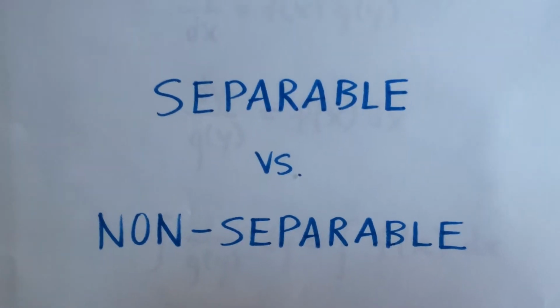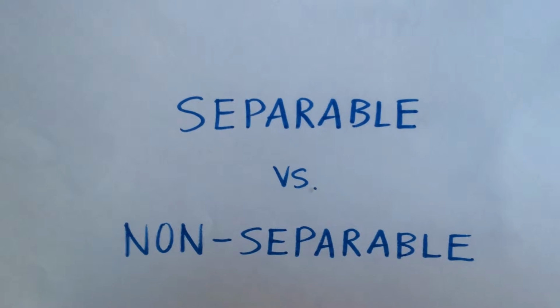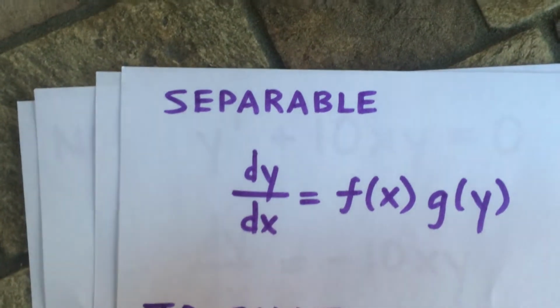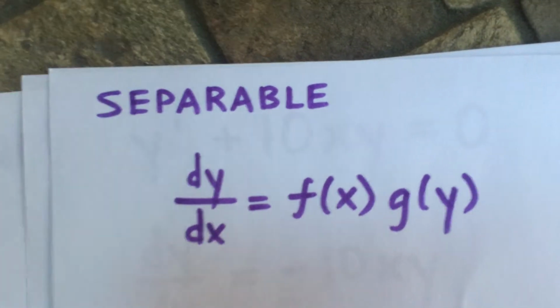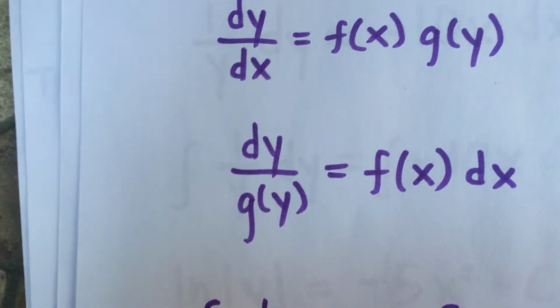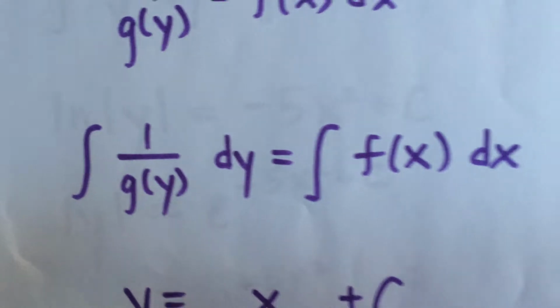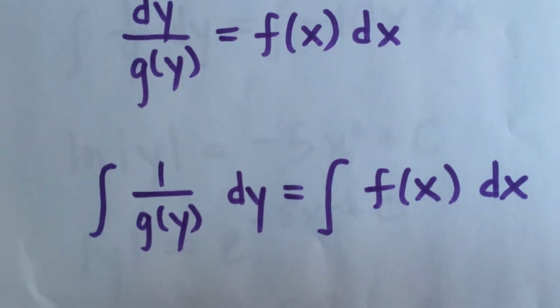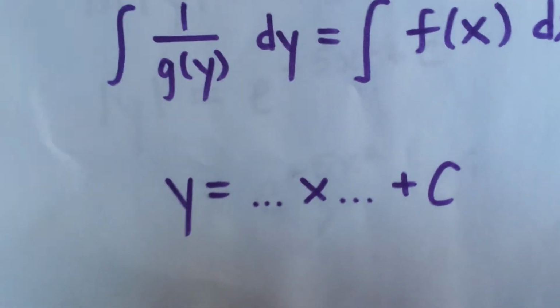And now for a quick lesson on how to solve differential equations. There are two types. If the equation is separable, it would have to be of the form dy over dx equals some function of x times some function of y. To solve that, we move all the variables with y to one side and all the variables with x to the other side. Once we have that, we can find the integral of both sides and solve for a solution where y equals something with x plus a constant.